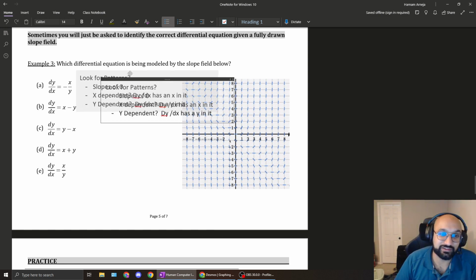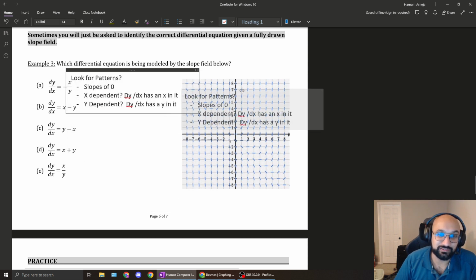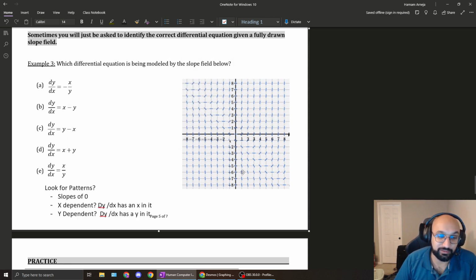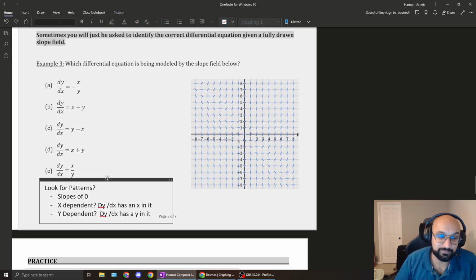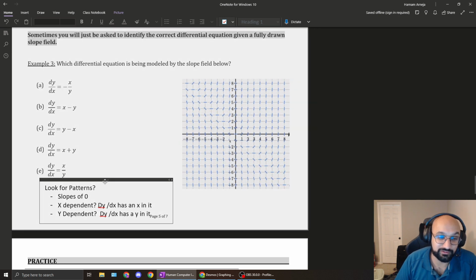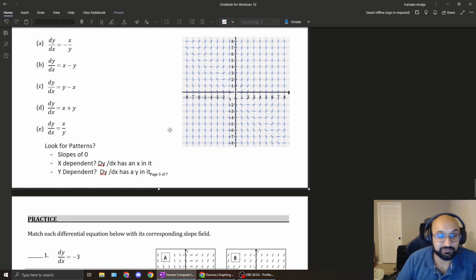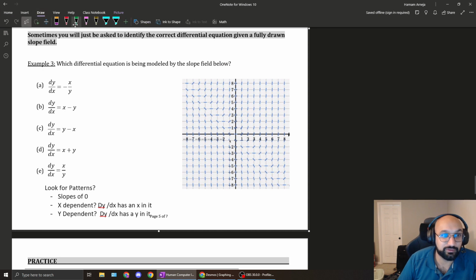So let's go ahead and just look at what we got based on these. These are generic rules that work all the time when you're looking for patterns. Sometimes the patterns you find aren't necessarily the most helpful, but these are some rules to look for. So let's look for all of these properties. First off, do we have any slopes of 0? Sure we do. They are here. Do you notice a pattern in what slopes are 0?